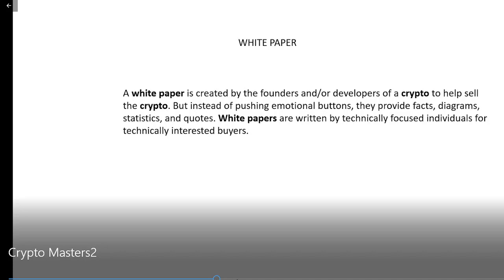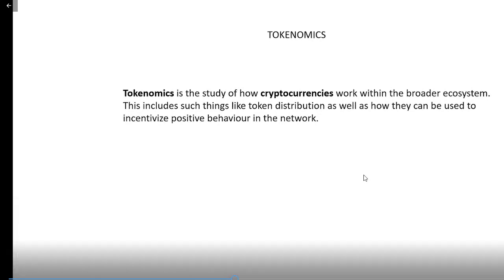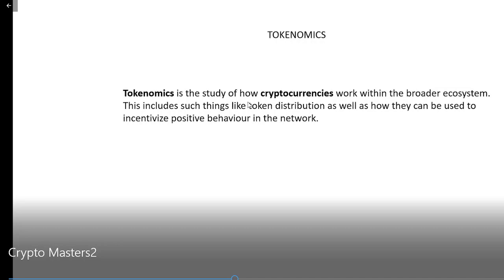So that's what the white paper is. And I showed you the white paper where you've seen the tokenomics and where you've seen the utility cases. And so the tokenomics is the study of how cryptos work within the broader ecosystem. This includes such things like token distribution as well as how they can be used to incentivize positive behavior in the network.